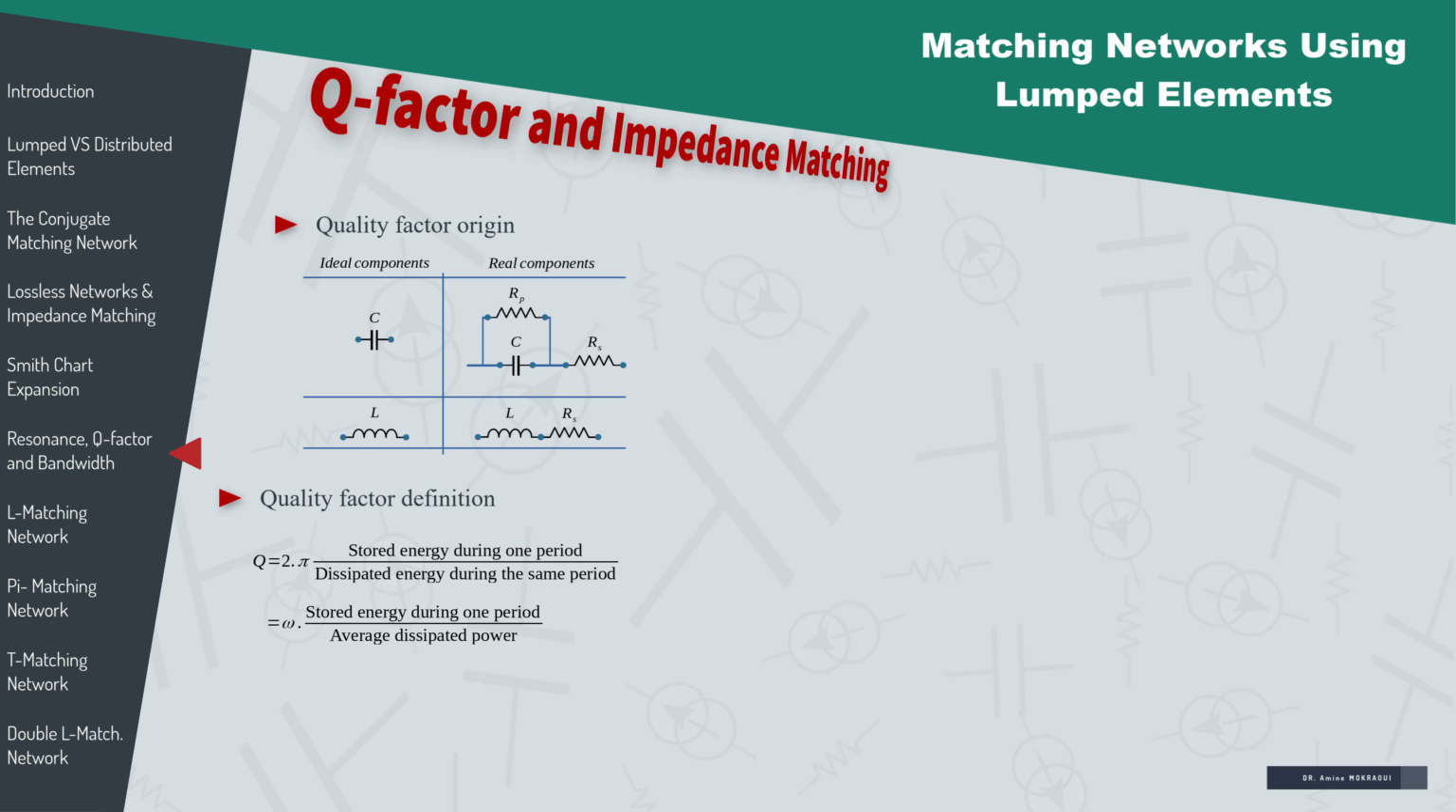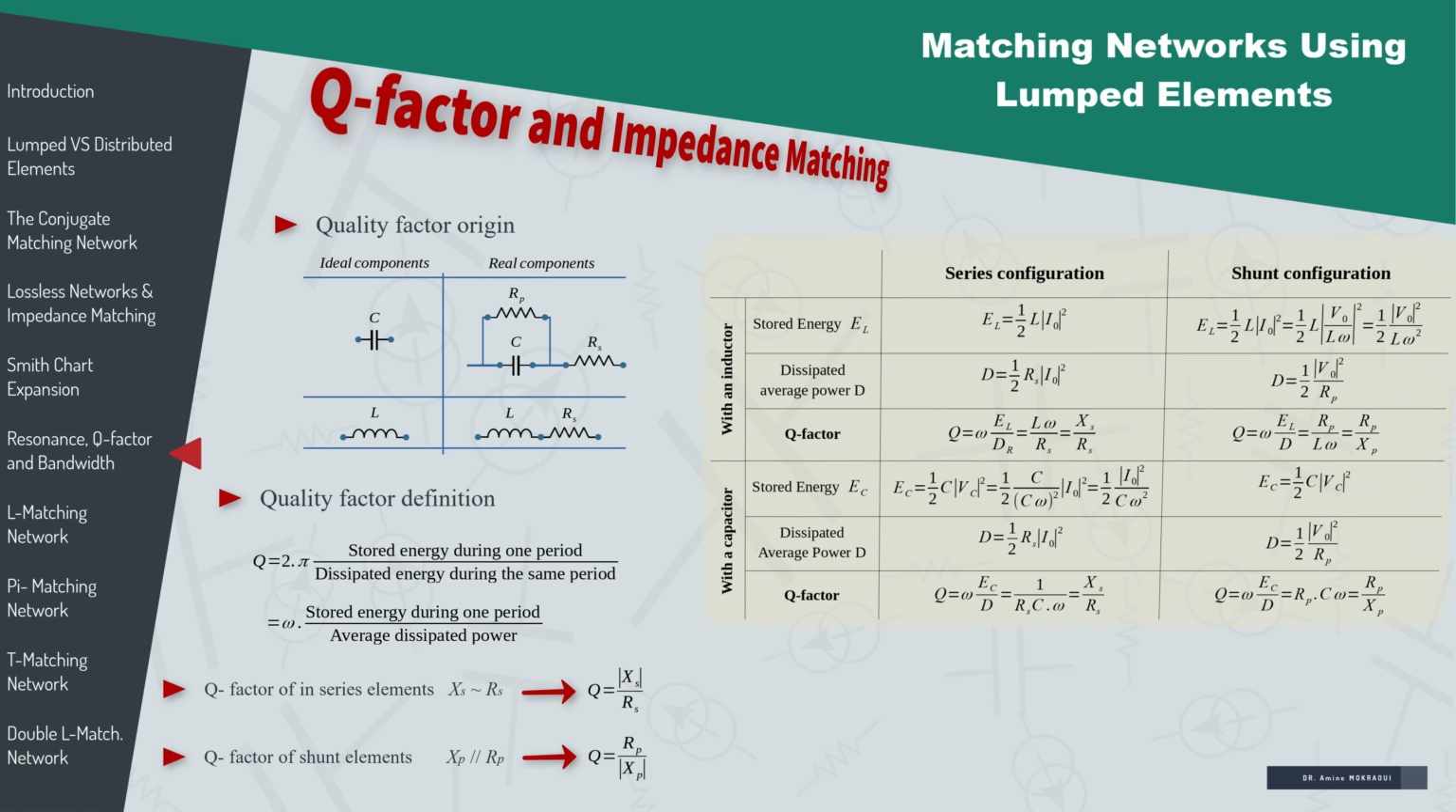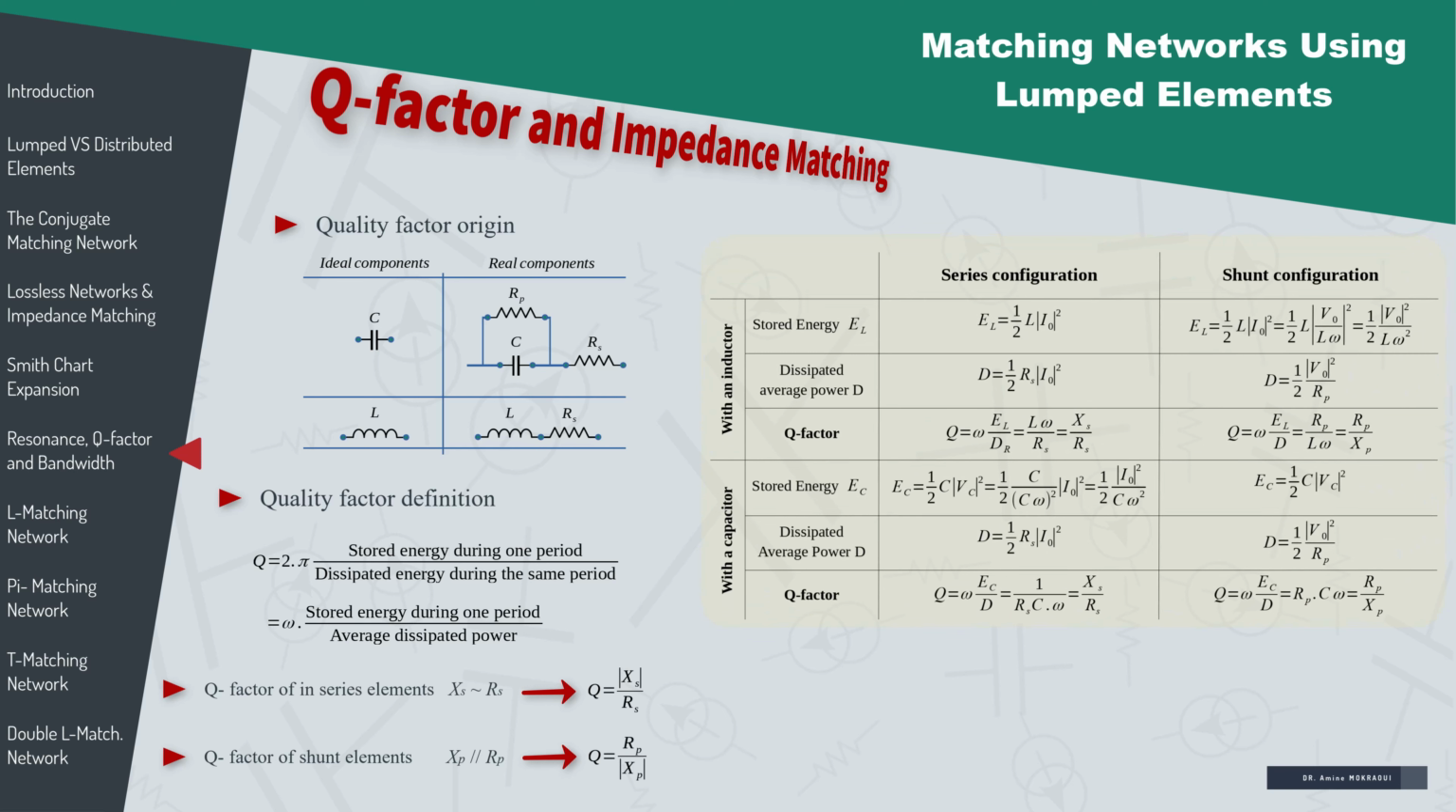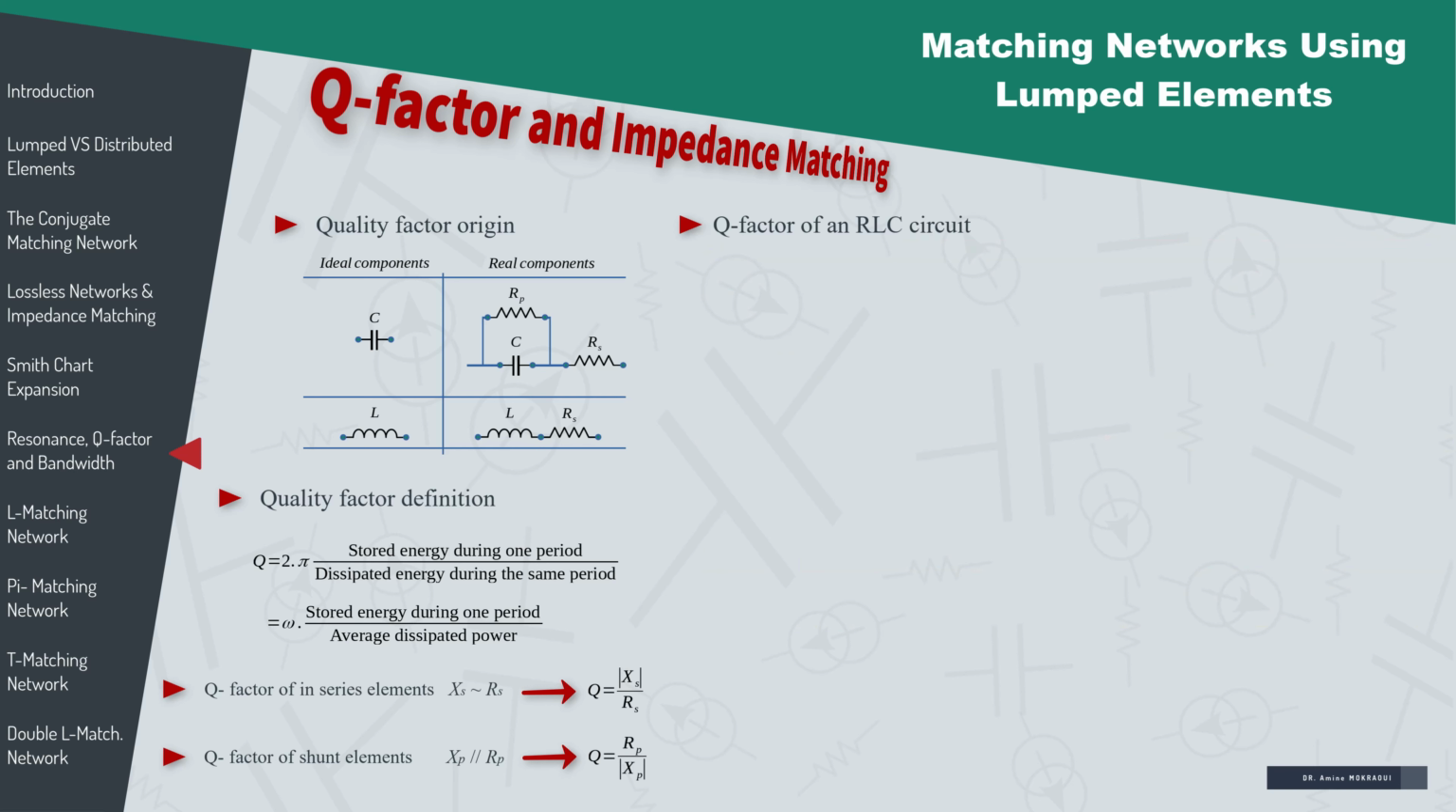Based on this definition, it's easy to determine the Q factor for a serial or shunt configuration. When considering an inductor or capacitor of reactance Xs in series with a resistor Rs, the Q factor is Q equals the absolute value of Xs over Rs. For a shunt configuration Rp parallel to Xp, we can easily show that the Q factor is Q equals Rp over the absolute value of Xp. The proof is provided in the following sidebar. Let's find now the Q factor of a series RLC circuit.